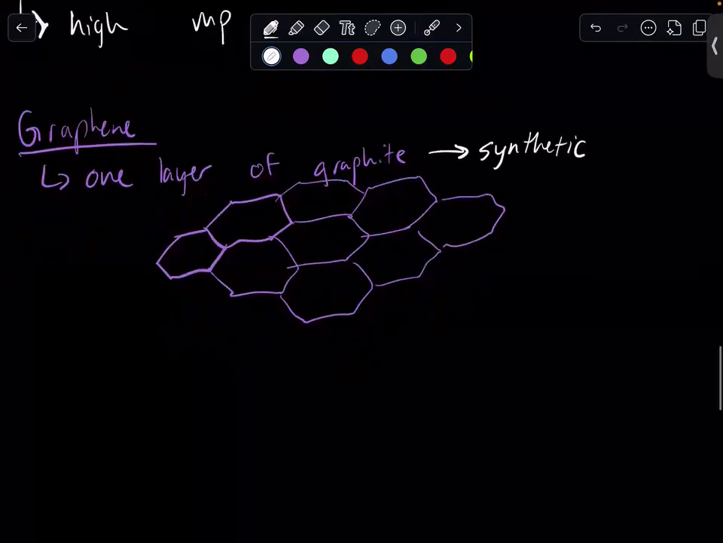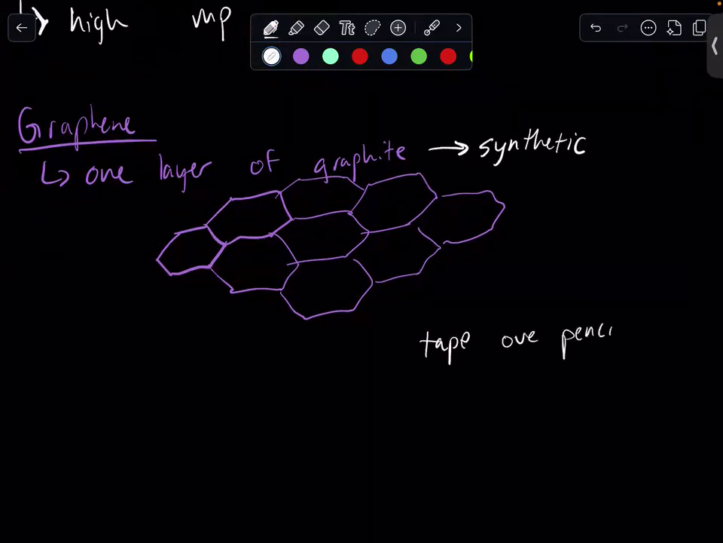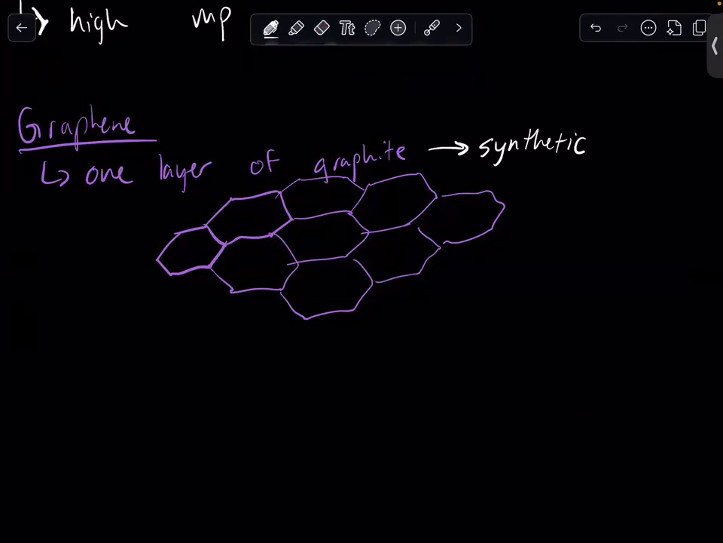One of the possible ways that you can do at home is just take some tape. And if you just put tape over a pencil line, you can just kind of peel the tape off the pencil line. And what's left on the tape is usually about one layer of graphite. And you pretty much have therefore made graphene. So it's just a fun little project that you can do at home. But anyways, having that one layer does create a few properties that we can probably guess.